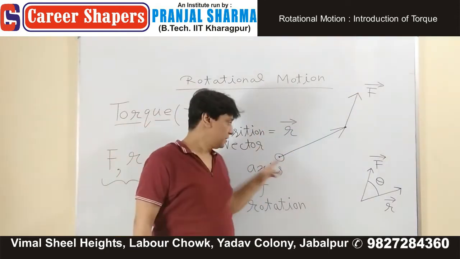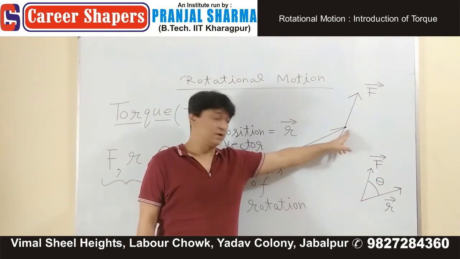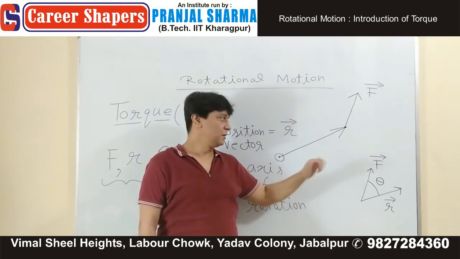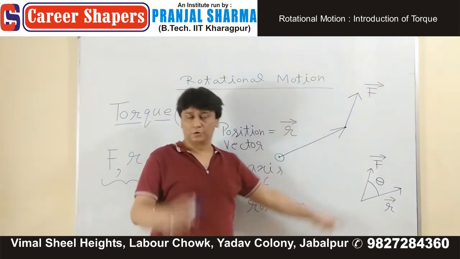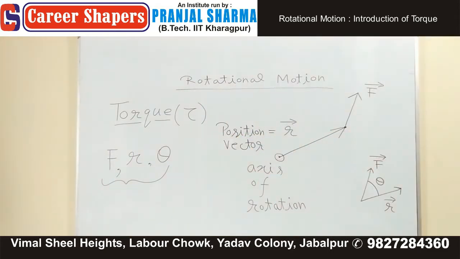In reality, the R vector starts from here, and force is acting at the tip, but if somebody asks you to find the angle, then always do this. So those of you who are interested can write down the statement. As a special note, you can make a side note: for finding the angle between two vectors, their tails should be joined together.